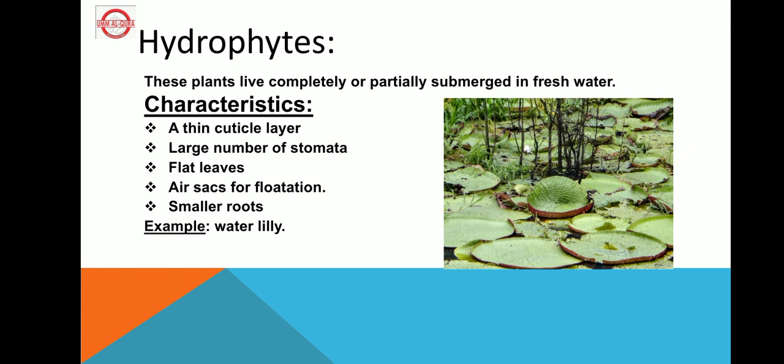These leaves contain a large number of stomata, and these leaves have air sacs for flotation. These plants also have small roots, so a minimum of water can be absorbed. An example of hydrophytes is the water lily.